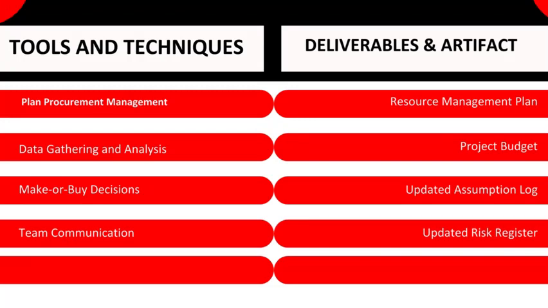Data gathering and analysis. This involves determining the project's needs, such as the types of resources needed and the quantities required. It can also involve conducting a make or buy analysis to determine whether to purchase a resource or produce it in-house. Make or buy decisions. These decisions concern whether to purchase a resource from an external supplier or produce it in-house. These decisions can have a significant impact on the project's time, cost, and quality.